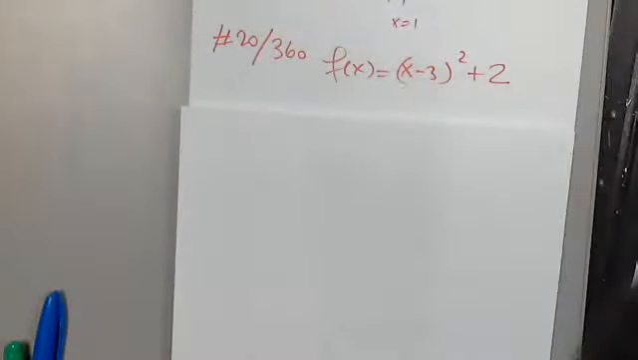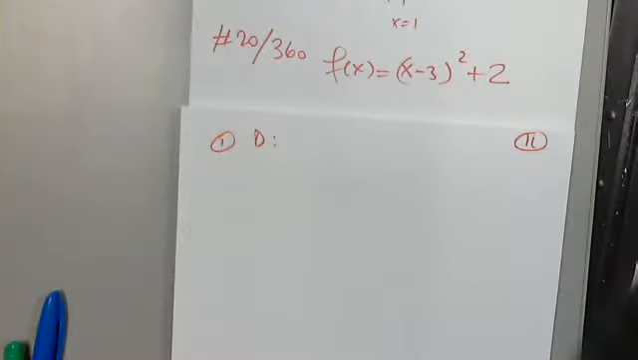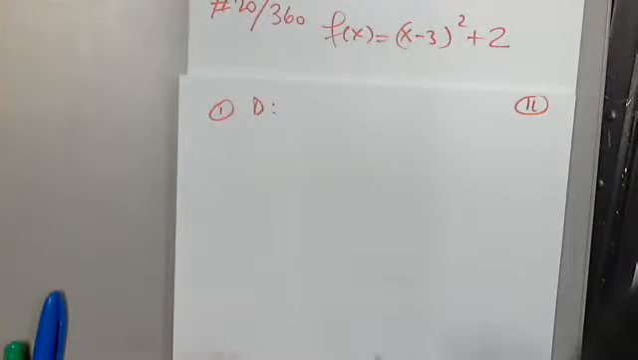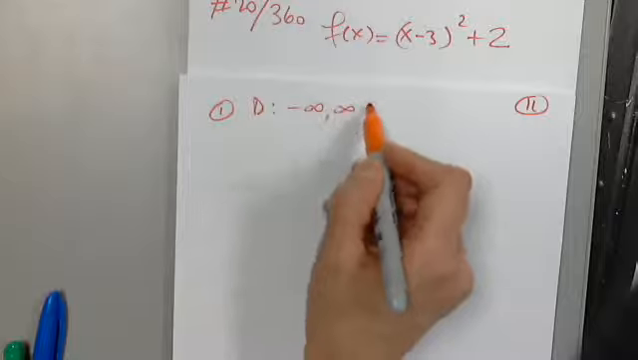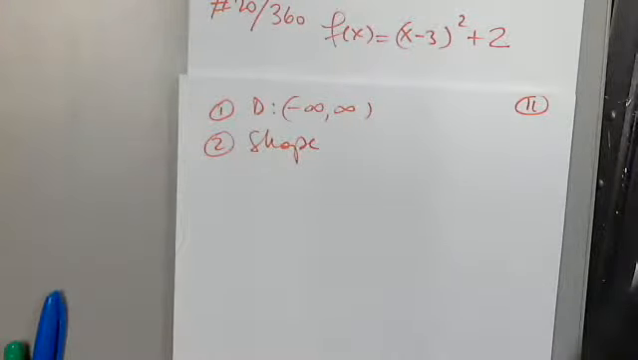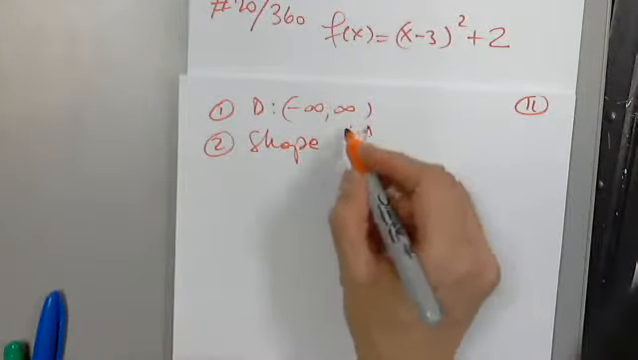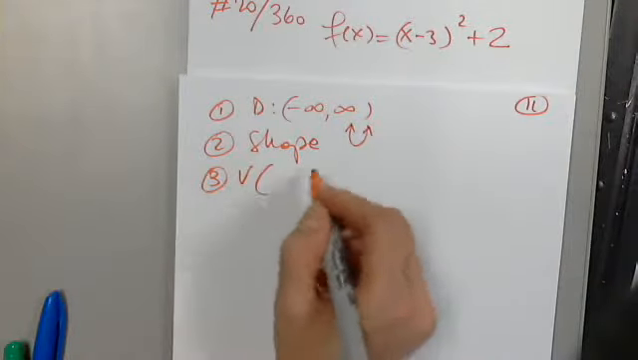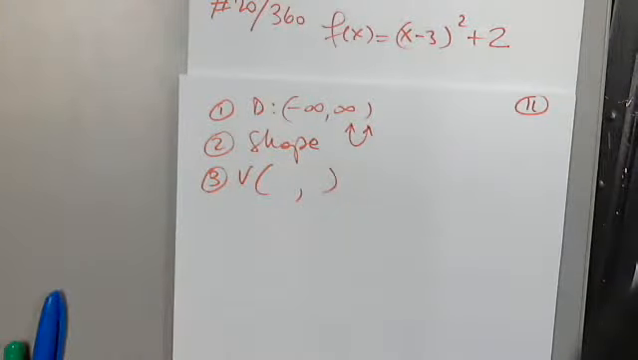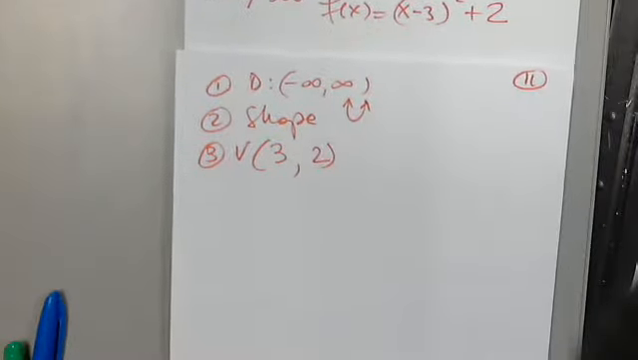So I start with the same things. The domain. What is the domain of this function? Very good. Number 2, the shape. I already have the graph in my head. I already pictured it. Minimum or maximum? Minimum. Very good. Number 3, the vertex. 3 comma 2. Very good.